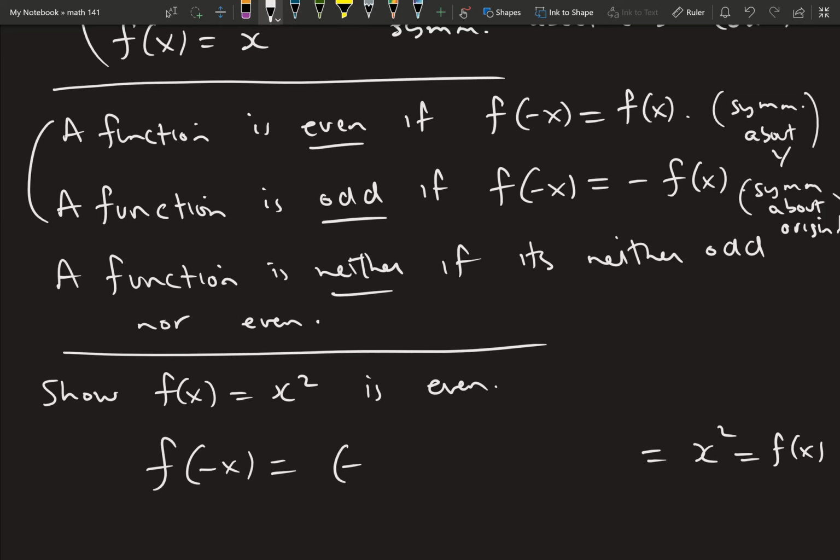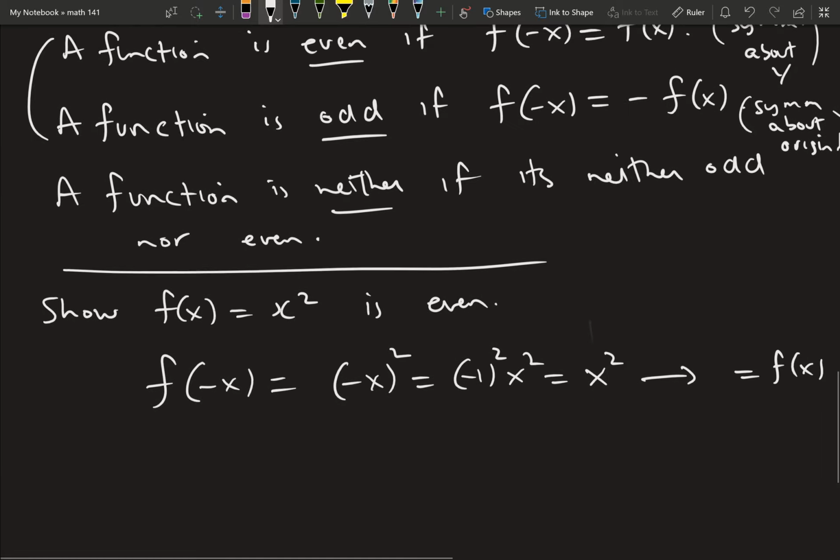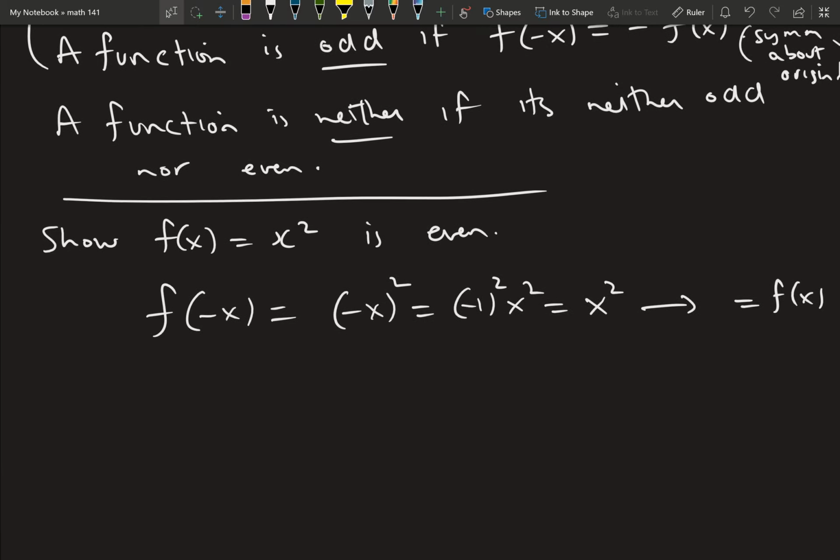Well, what do we have here? We have negative x squared, which is negative 1 squared x squared, which is x squared, which is indeed equal to f of x. Okay, so f of x is even, and we've seen the graph multiple times, that means it's symmetric about the y-axis.